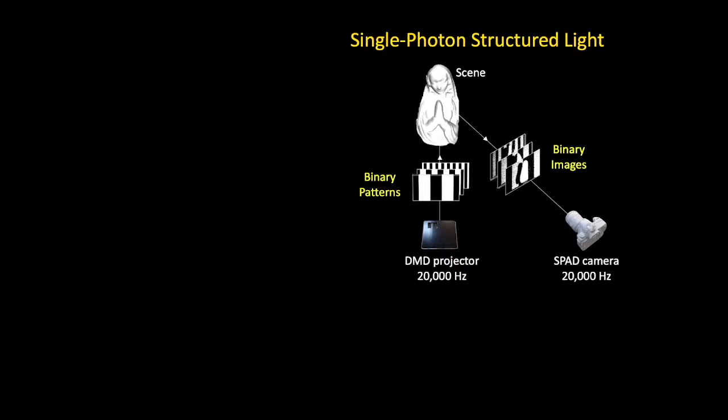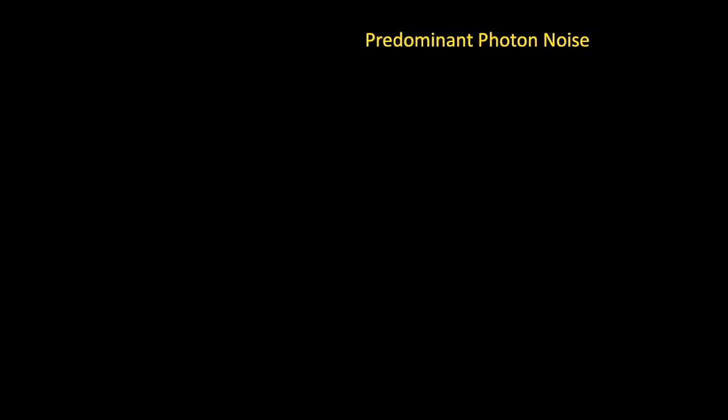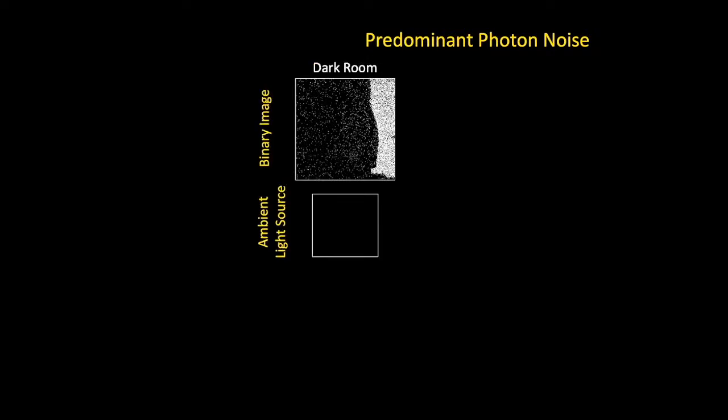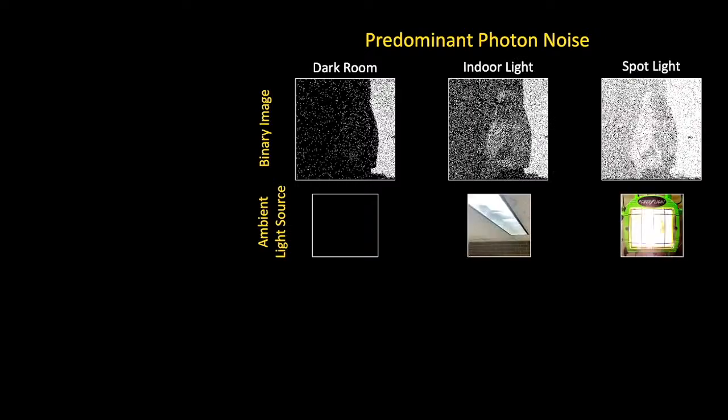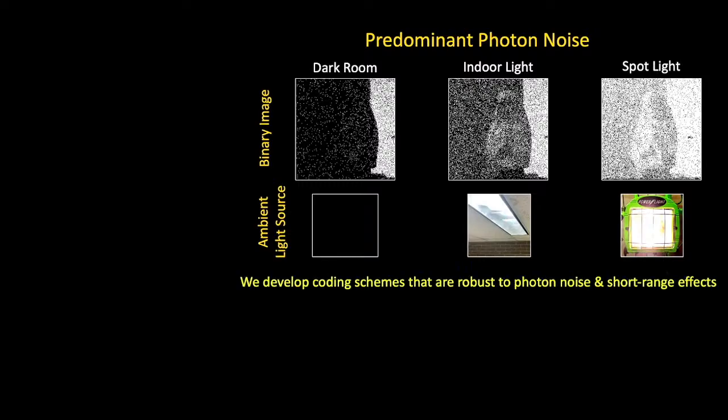Our technique works by sensing binary images that indicate the presence or absence of photon arrivals during each exposure window. The SPAD array is used in conjunction with a high-speed DMD-based binary projector, with both devices operated at speeds as high as 20,000 Hz. The binary images that we acquire are heavily influenced by photon noise and are easily corrupted by ambient sources of light. To address this issue, we developed novel temporal sequences using error-correcting codes that are robust to photon noise and short-range effects such as projector defocus and resolution mismatch.